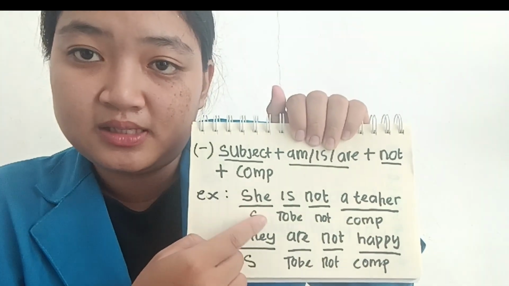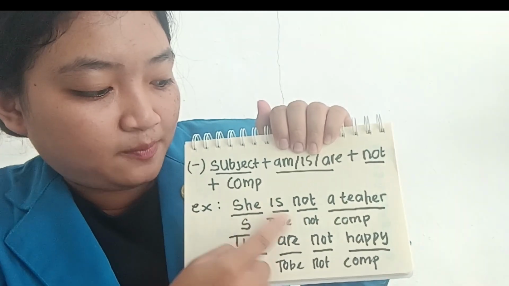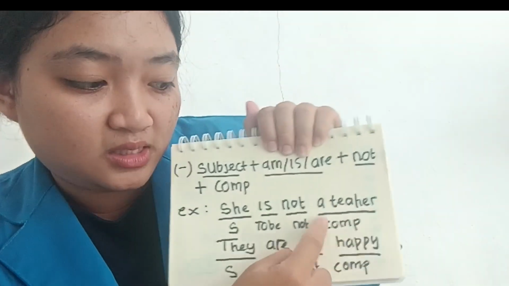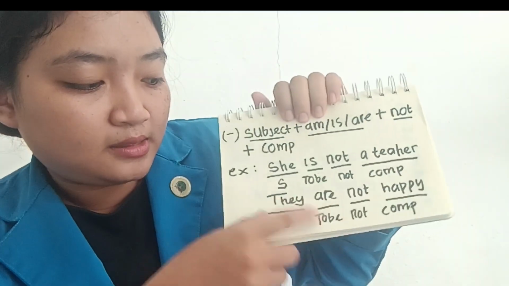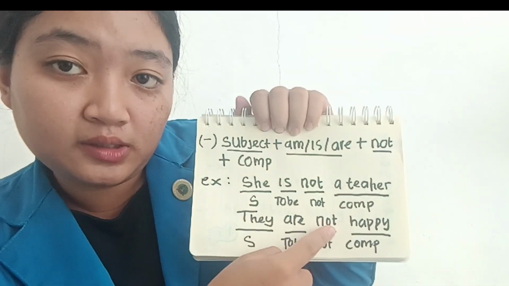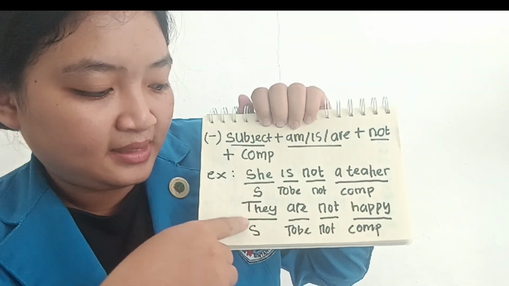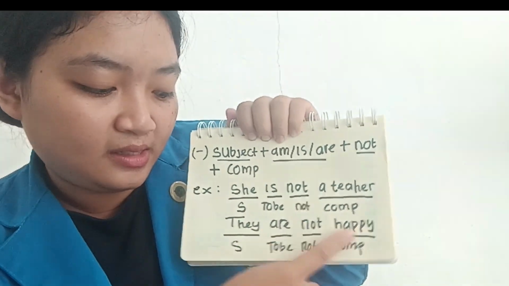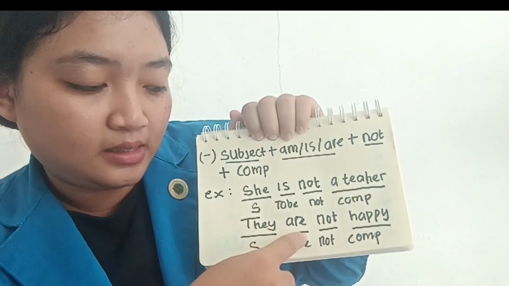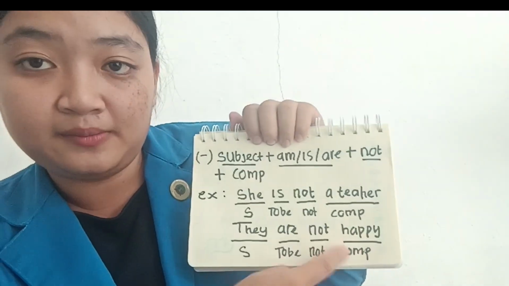The subject is she, the to be is is plus not, and the complement is a teacher. Next example: they are not happy. The subject is they, to be is are plus not, and the complement is happy.